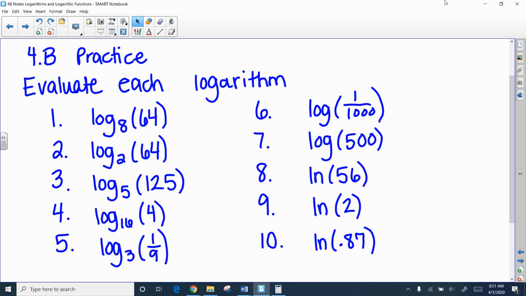So on your piece of paper, label 1 through 10. And then on your piece of paper, you are going to be evaluating these 10 logarithms. So you can go ahead and pause the video here and try these 10 problems. Hopefully it'll only take you a few minutes. Remember, when you're evaluating a logarithm, you're trying to find the missing exponent that you have to raise the base to. So pause here and then start the video again once you've tried all 10 problems.